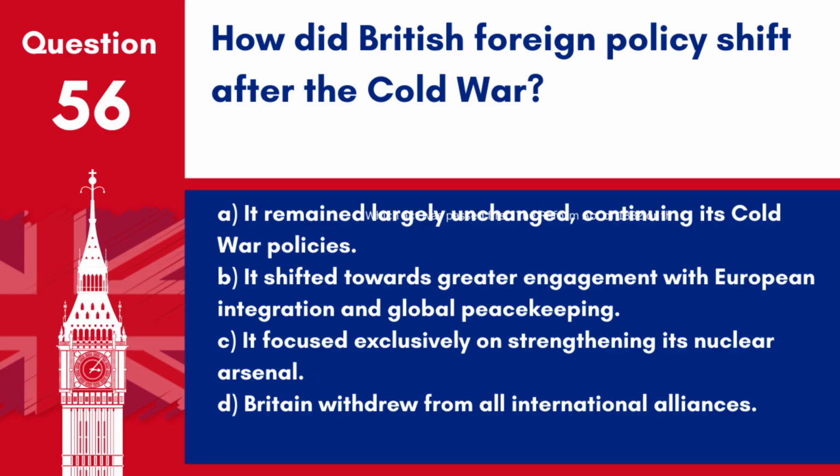Question 56. How did British foreign policy shift after the Cold War? A. It remained largely unchanged, continuing its Cold War policies. B. It shifted towards greater engagement with European integration and global peacekeeping. C. It focused exclusively on strengthening its nuclear arsenal. D. Britain withdrew from all international alliances.